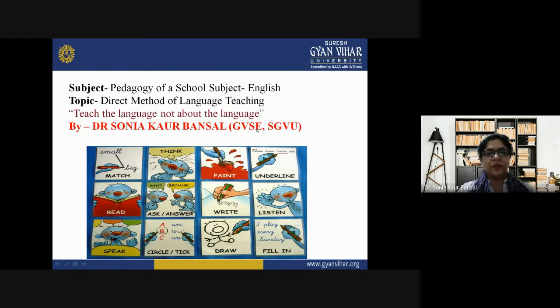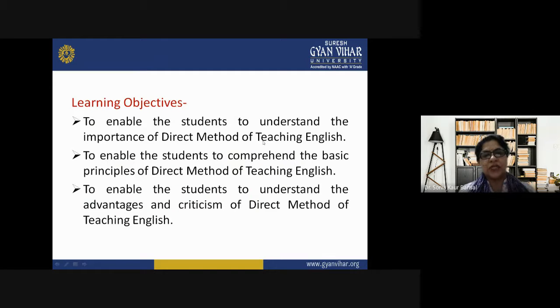Direct method of language teaching in the subject pedagogy of a school subject, English language. So teach the language, not about the language. We are going to study the direct method of language teaching, how it is used and what its purpose is. So let's have a look at the learning objectives of today's class.